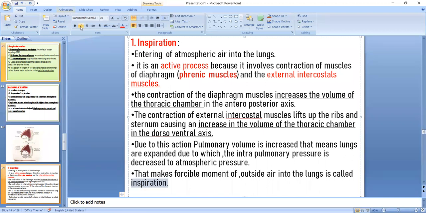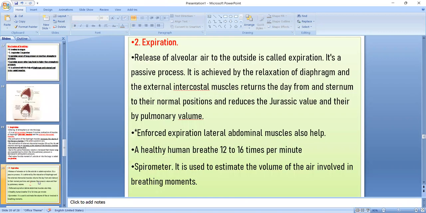Simple, ikkada mana em gurtunchukuntamu ante rendu vaayilu. It is an active process. Contraction of intercostal muscles, contraction of diaphragm takes place, that increases the chest volume or the lungs area or thoracic size. That causes a low pressure area within the lungs. So, outer atmospheric air enters into lungs.